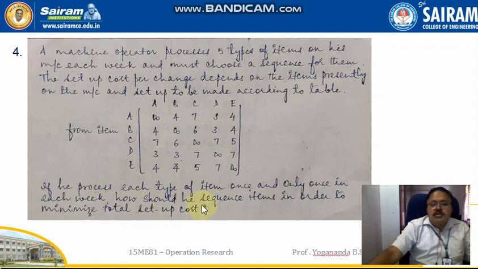If he processes each type of the item once and only once in each week, how should he sequence the items? So that he has to process all the items A to E at least once, but the total setup cost should be minimum. So that is the question.